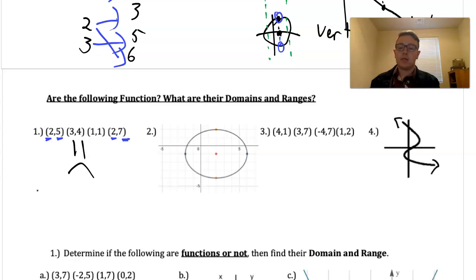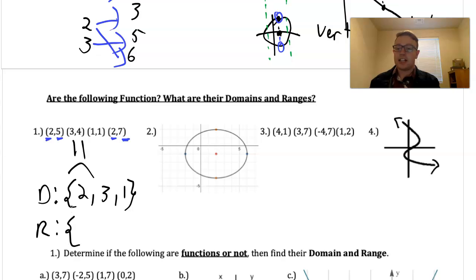However, what's its domain? What are all the input values? Well, the inputs are 2, 3, 1, and 2. So we're going to use a fancy set of brackets here. This is how we notate sets in math. And we say, what numbers are our x values? What numbers are the inputs? And so we have 2, we have 3, and we have 1. What's our range? What are the y values we get? Well, we're going to put this in a fancy squiggle bracket again. What are the y values? We have 5, we have 4, we have 1, and we have 7. So it's not a function. This is its domain, and this is its range.